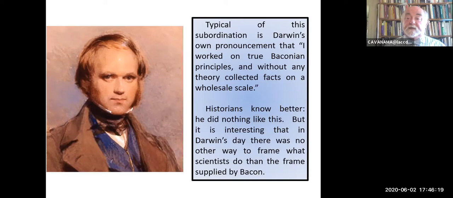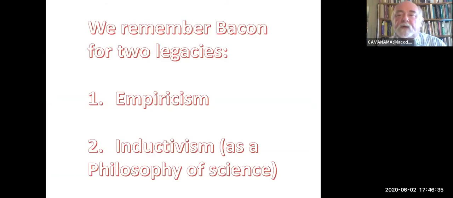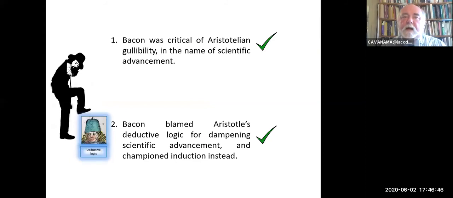We do know, however, historians do know quite a lot about Darwin and how he did what he did, and what he did does not resemble his description of it, but it was the kind of self-description that people would typically use throughout this period, and indeed again well into the 20th century. We remember Bacon for two legacies. First, his empiricism, and secondly, his inductivism as a philosophy of science. Bacon was critical of Aristotelian gullibility in the name of scientific advancement. He also blamed Aristotle's deductive logic for the demise of science and thought it needed to be replaced.